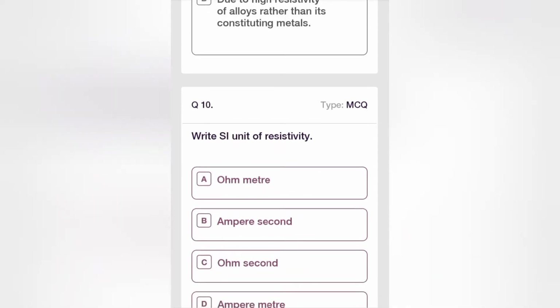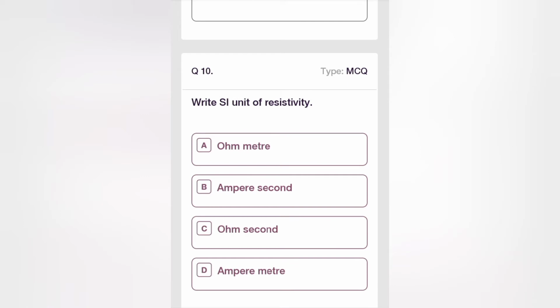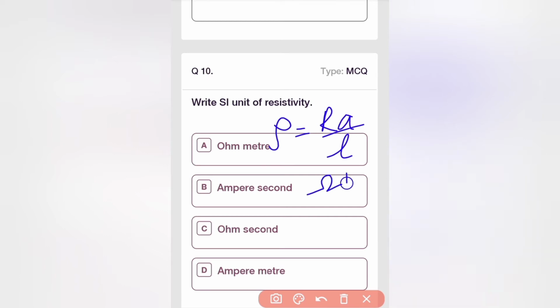10th question. Write SI unit of resistivity. See, we have seen that the resistivity is given by rho. Rho is equal to RA by L. So the unit of resistance is ohm, unit of area is meter square, and unit of length is meter. So if we cancel meter square and meter, we get ohm meter. Ohm meter is the SI unit of resistivity. Ampere second, ohm second, ampere meter, these are all the wrong units. The correct answer is ohm meter.